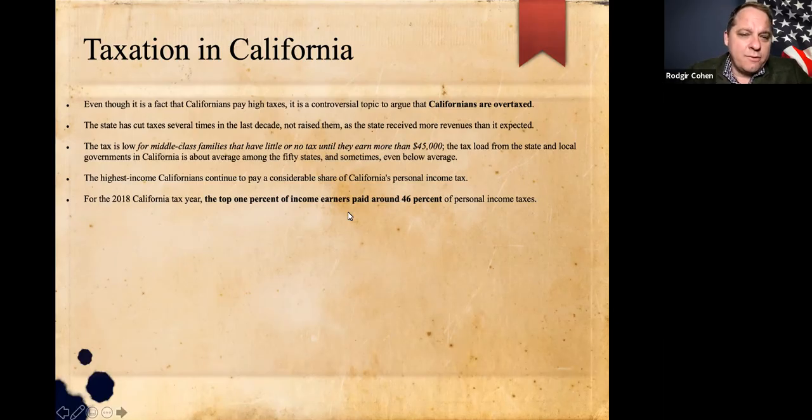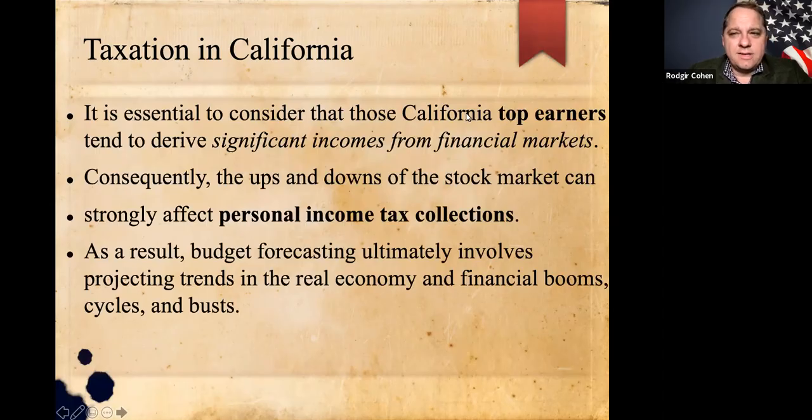For the 2018 California tax year, the top 1% of income earners paid around 46% of all personal income taxes. It is essential to consider that California's top earners tended to derive significant incomes from financial markets. Consequently, the ups and downs of the stock market can strongly affect personal income taxes. As a result, budget forecasting ultimately involves projecting trends in the real economy and financial booms, cycles, and busts.